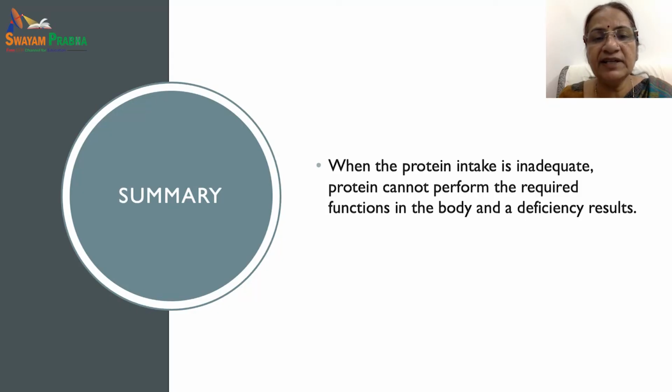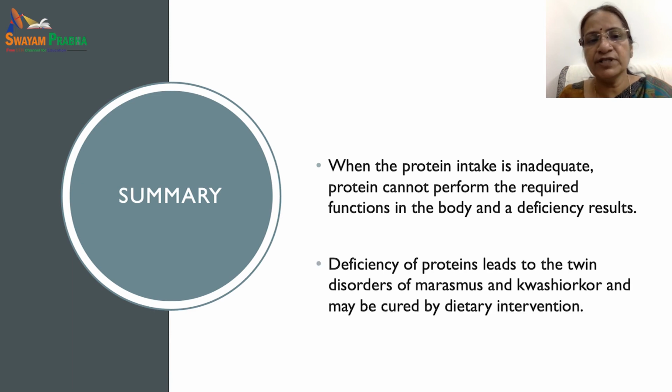When the protein intake is inadequate, protein cannot perform the required functions in the body and deficiency results. Deficiency of proteins leads to the twin disorders of marasmus and kwashiorkor and may be cured by dietary intervention.